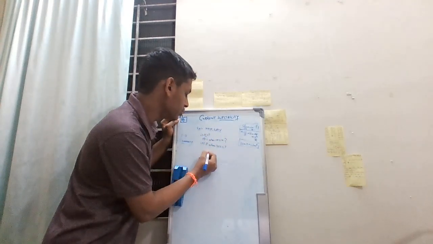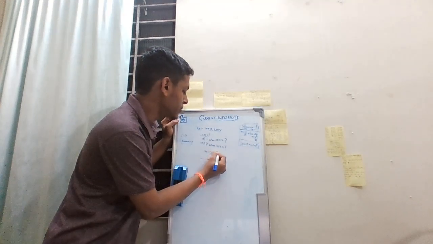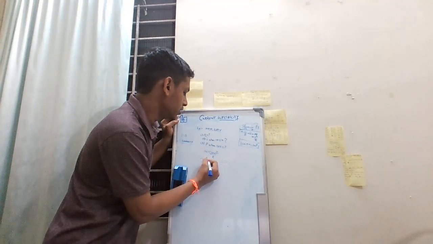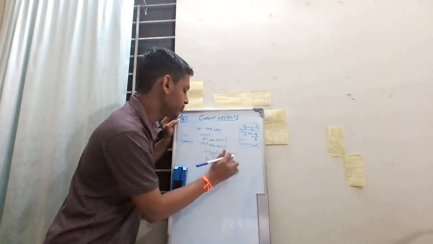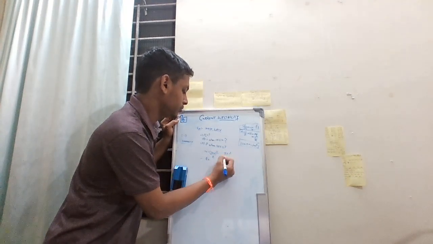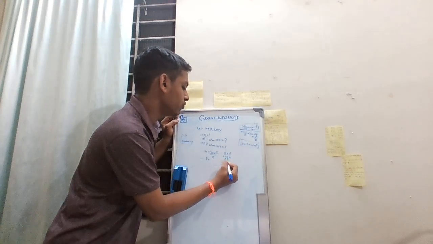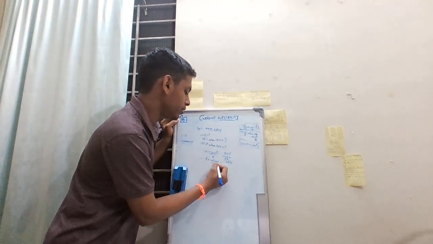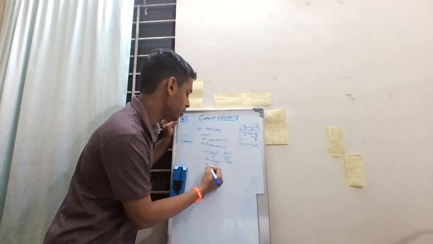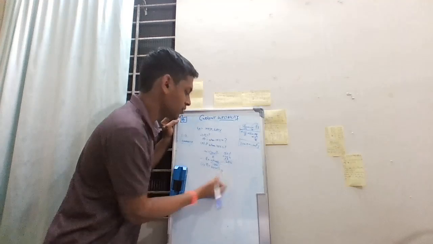So 100 watts equals V square, or 220 whole square, by R. R equals, if we square this, 484 by 100. 100 gets cancelled. R equals 484 ohms. That is our first answer.